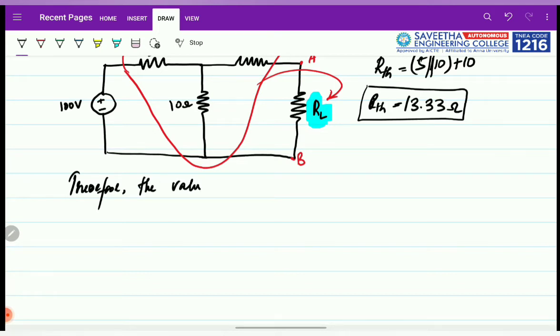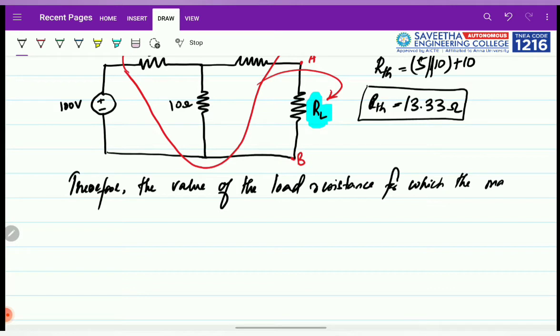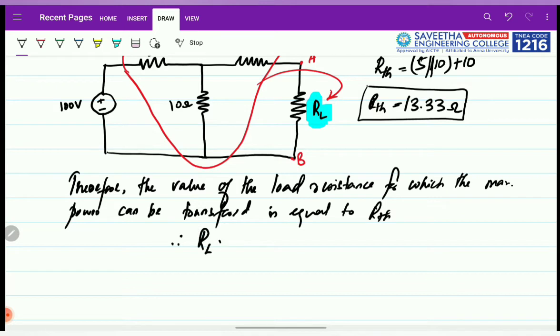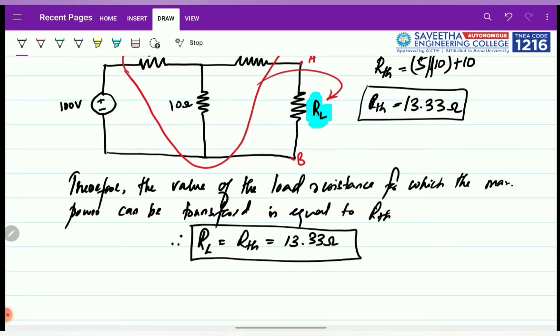Therefore, the value of the load resistance for which the maximum power can be transferred is equal to RTH. Therefore your RL should be equal to RTH, that should be equal to 13.33 ohms. So this is the first thing what we have found.